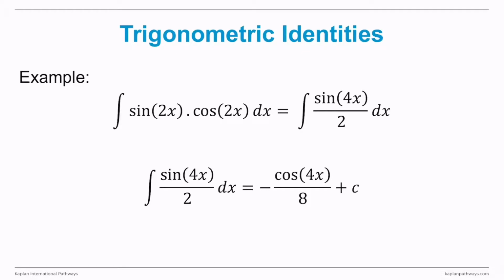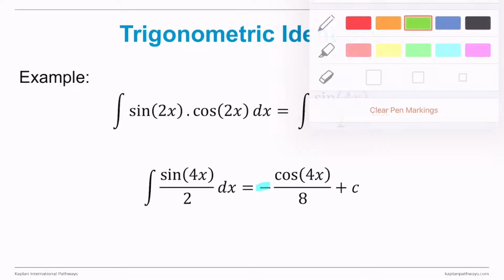So now, what's the integration for the sine? The integration for the sine is minus cosine. So that's why this is minus cosine. What's the angle? It's 4x divided by 4. And we already have 2 outside, or 1/2. So it becomes 8. I'll explain this step if you need.